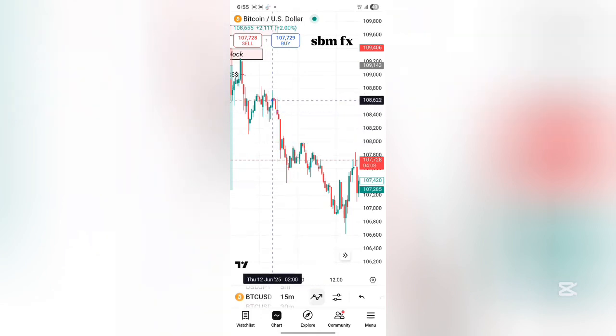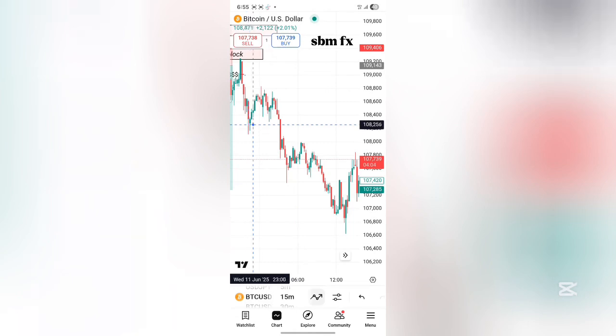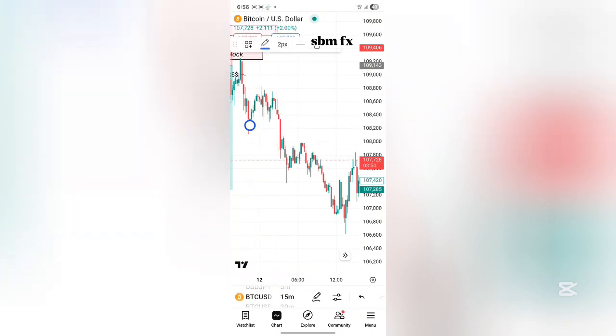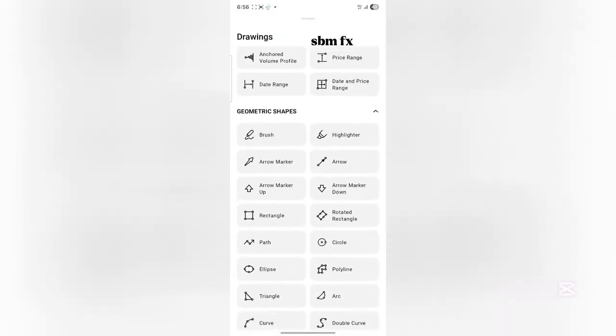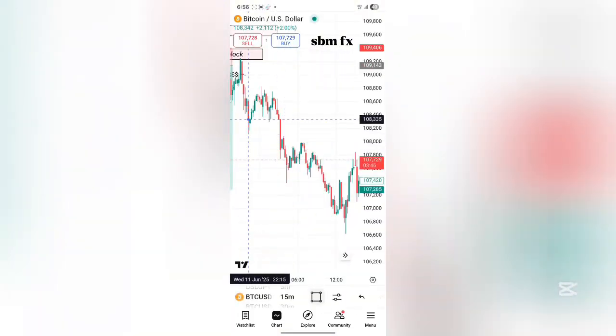As I said, there has to be a market structure shift, and this is a market structure shift, right? This was another block that was supposed to hold price, but what happened? The market broke through it, then it automatically turns into a breaker block, right? So let's mark it out as our breaker block.